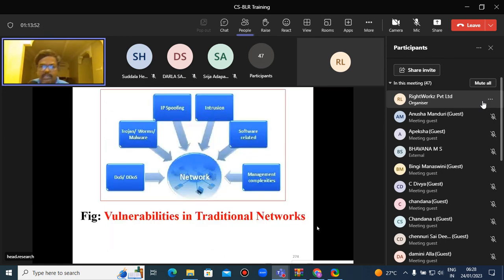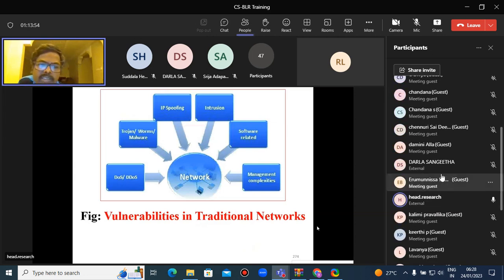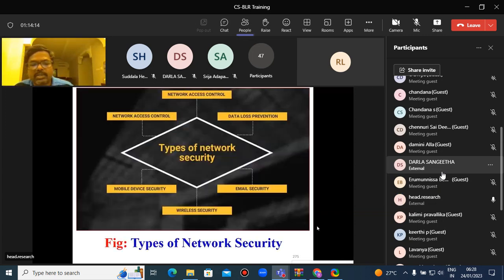Then what are the vulnerabilities in traditional networks? DDoS, distributed denial of service, Trojans, worms, malware, internet protocol spoofing, intrusion, software related management complexities. These are the vulnerabilities in traditional networks. So, types of network security, we have first one.